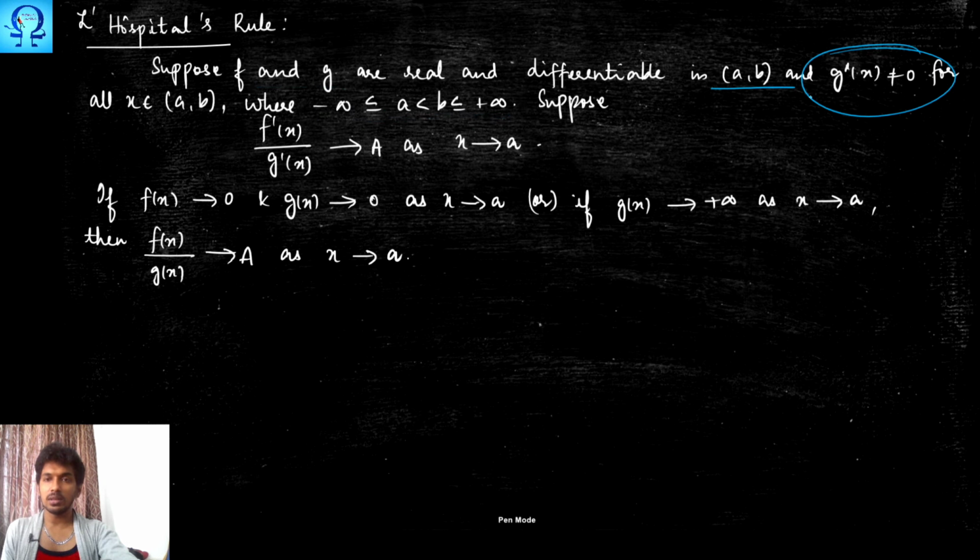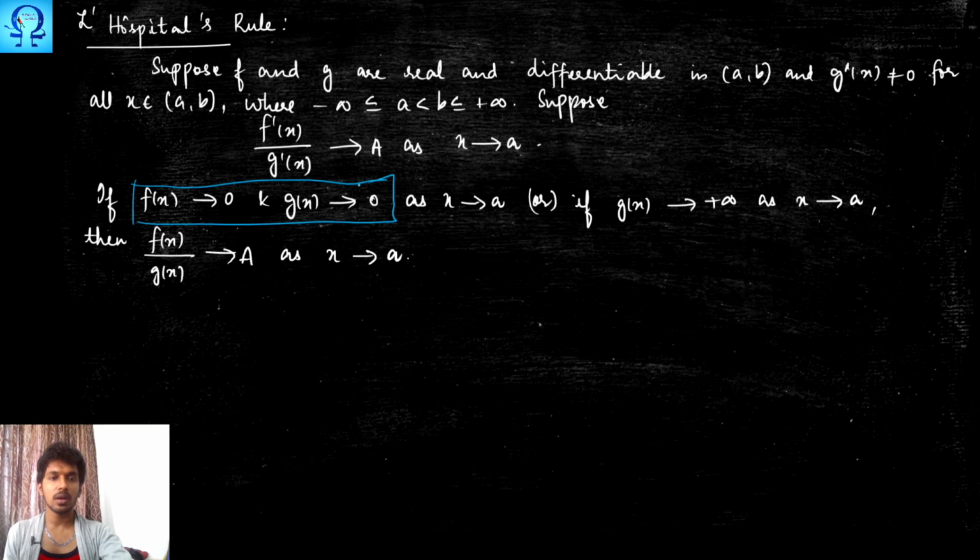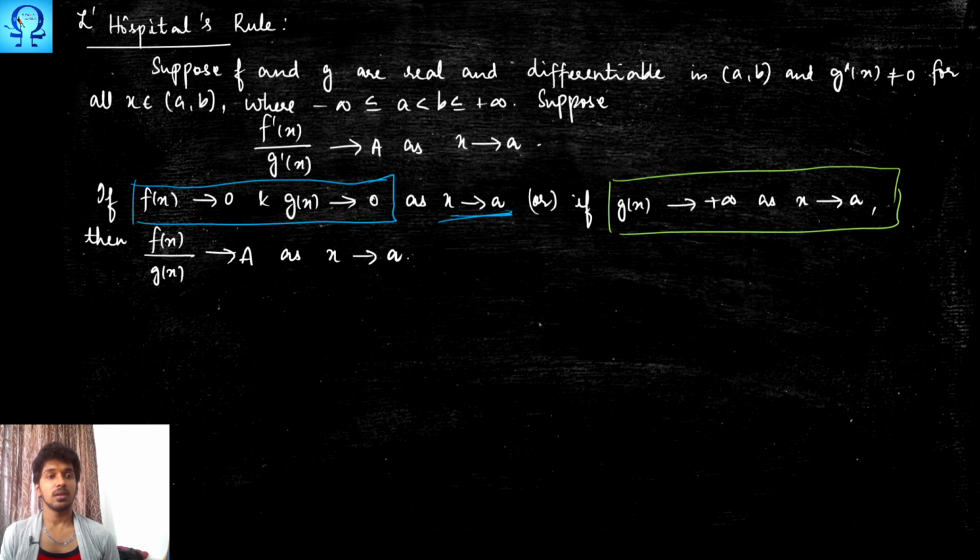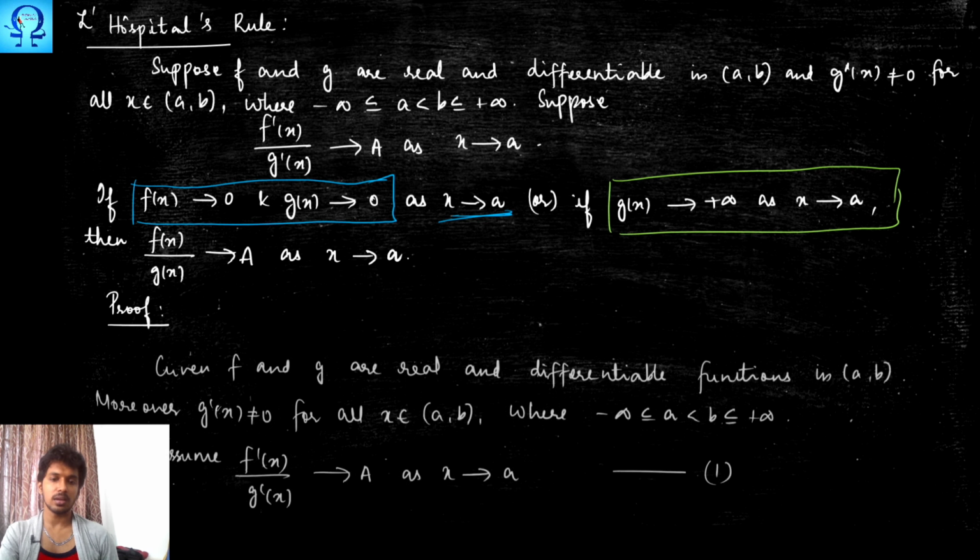Along with these things, we further suppose that f prime of x upon g prime of x goes to some limit A as x approaches a. With this, we have the following. If f of x and g of x approach 0 as x approaches a, or g of x approaches plus infinity as x approaches a, whichever of these happens, f of x upon g of x is going to approach A as x approaches a. This is what we will have to prove in this theorem. Let us get into the technical details of the proof.